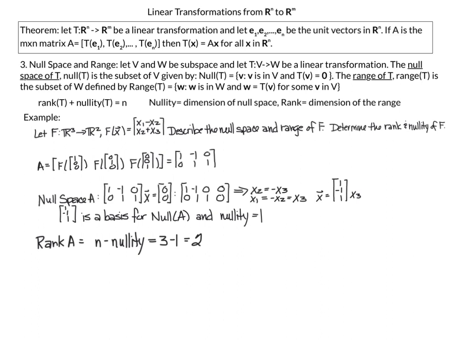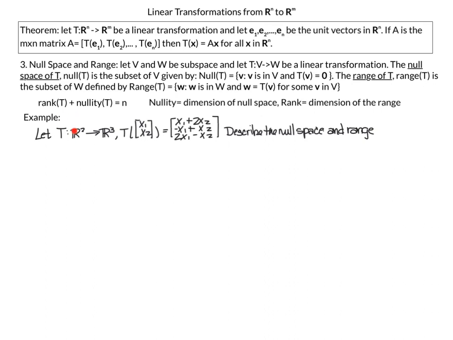Rather than going through the calculation of range, which I will do in my next example, I'm going to save myself some work in this example and use this theorem here, that the rank of A is equal to n minus the nullity. So in this case, we're going from R3, so n is 3, dimension 3, minus the dimension of my nullity, 1, is equal to 2, so that will be equal to my rank.